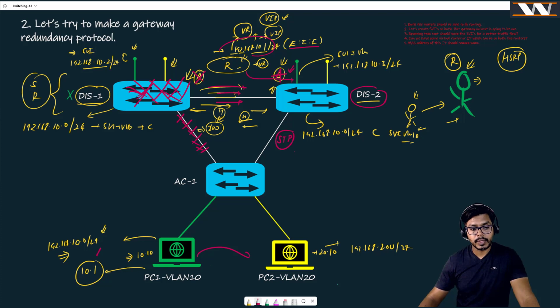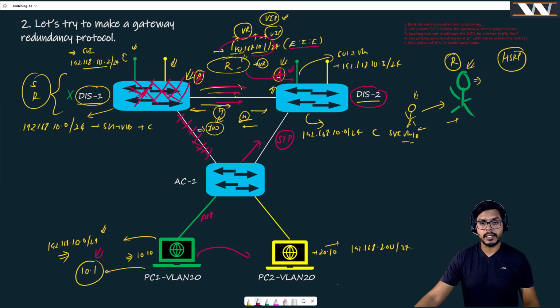It is going to do an ARP for its default gateway. ARP will be going here. Spanning tree has blocked it, or maybe this link is already down, right? What is going to happen? ARP will be going here. If that is the case, because now distribution switch 2 has this IP address, 10.1, it is going to reply that now I have E.E.E.